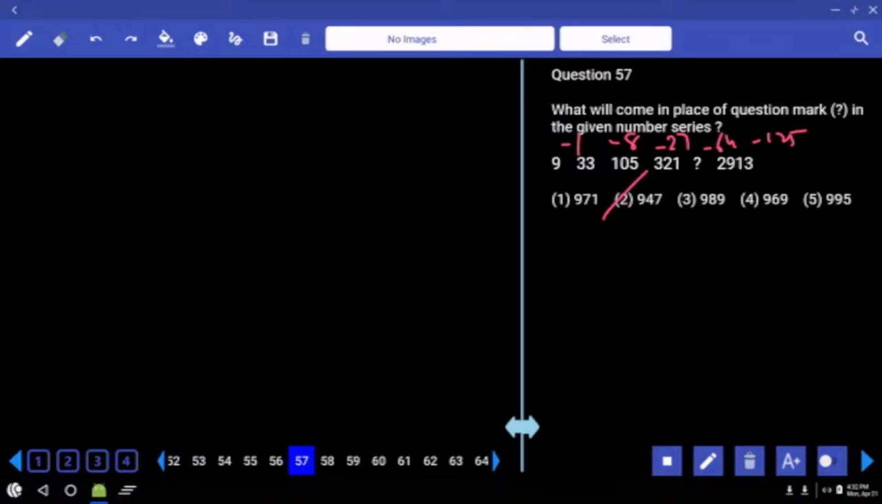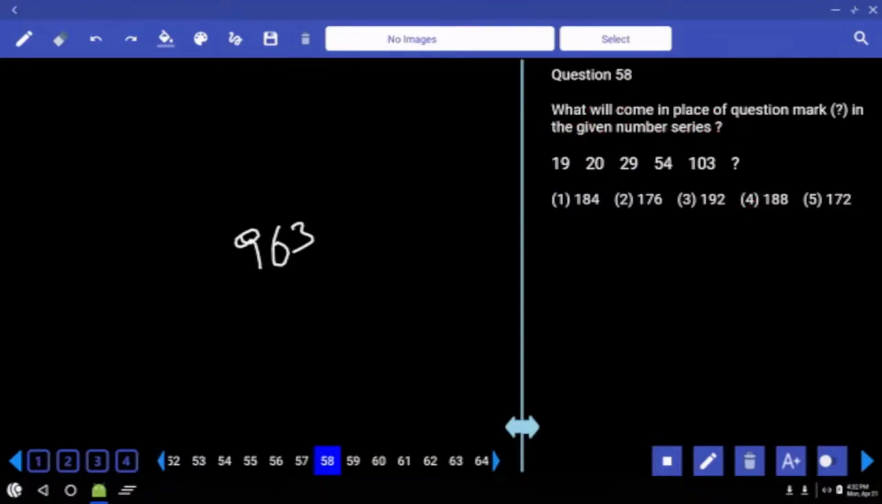Cubes are subtracted. And 57. Numbers starting with 9, ending with 2913. Numbers are increasing at a very fast rate, isn't it? Hence, what is the possibility we have for the next one? 9 into 3, 27. Plus how much? Plus 6. 33 into 3, 99 plus 6. 105 into 3, 315 plus 6. Into 3, plus 6. Into 3 means 963 plus 6. 969, choice 4.